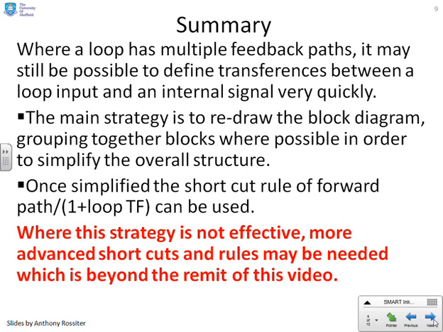So in summary, where a loop has multiple feedback paths, it may still be possible to define transferences between a loop input and an internal signal very quickly. So the main strategy is to redraw the block diagram, grouping together blocks where possible in order to simplify the overall structure. Once you've simplified the structure, then the shortcut rule of forward path over 1 plus loop transfer function is often good enough. Now, if this isn't good enough, it's not really working, then you're going to need more advanced shortcuts and rules which are not covered in this video, and you may need to look those up.